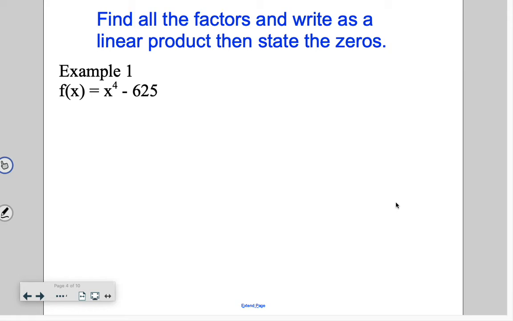I'm hoping when you look at this, you see a difference of squares, because that's what this is. Okay? I'm hoping you see a difference of squares when you look at this. So let's factor it as such.